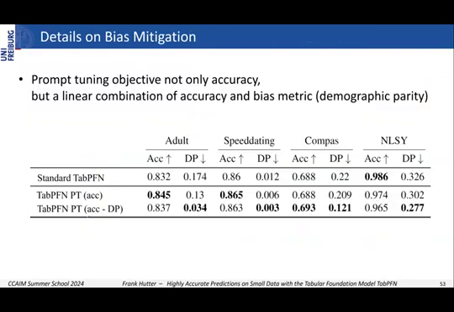The details on the bias mitigation: here's standard TabPFN. If you optimize with prompt tuning for accuracy, you're going to improve that. But if you optimize for both accuracy and demographic parity, then the demographic parity improves everywhere.